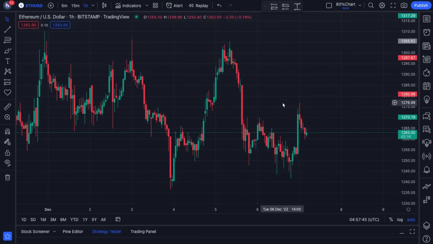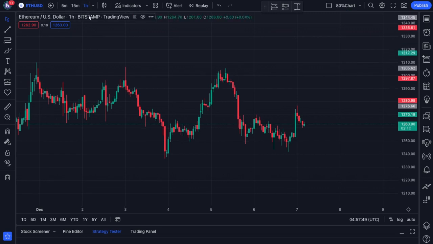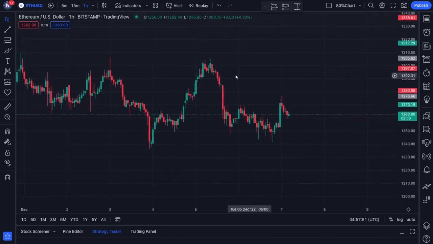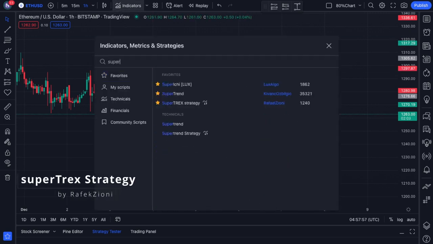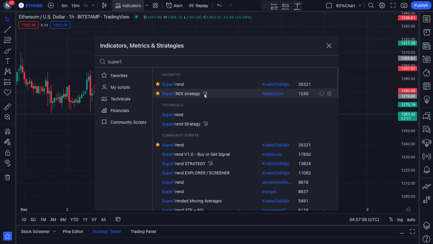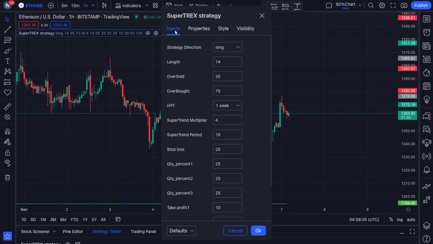So I'm here on Ethereum USD using a 1 hour time frame. You can use any forex or crypto chart you want, just make sure it's a well-known one. Alright, let's add our first indicator. So in the indicators tab, search for Super Trek Strategy and add it to your chart. Then once it's added, open its settings by clicking on the cog icon and go to the input section.